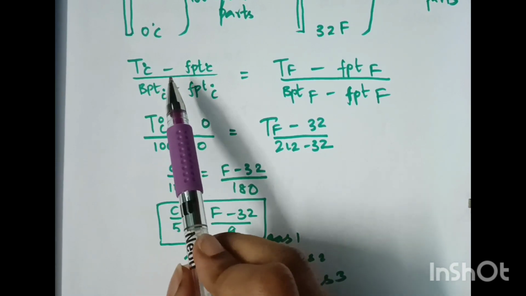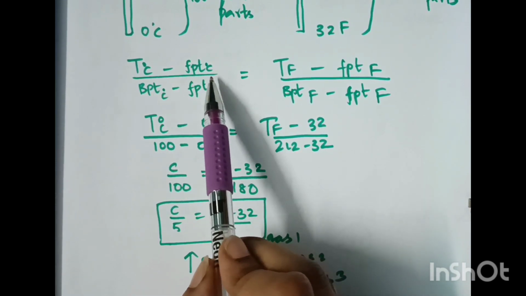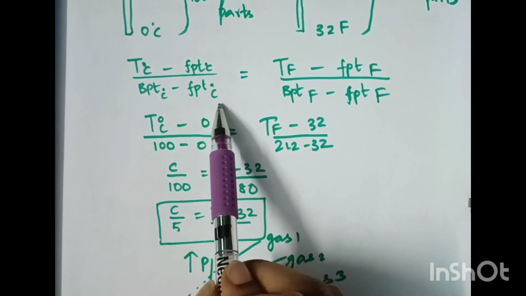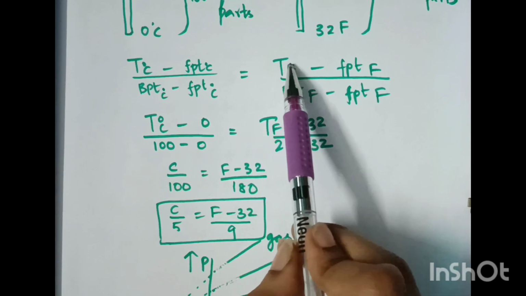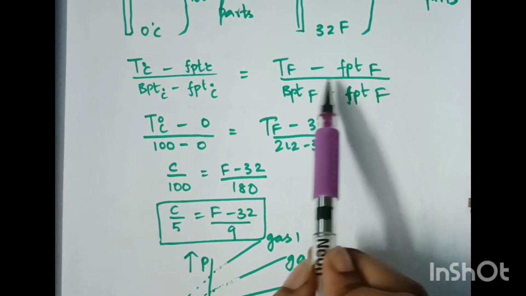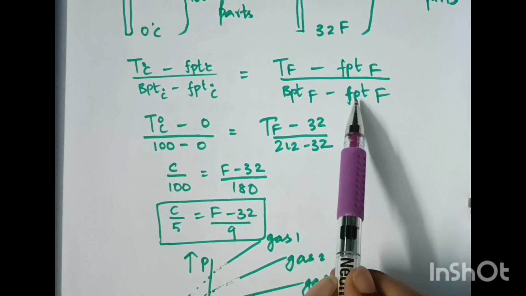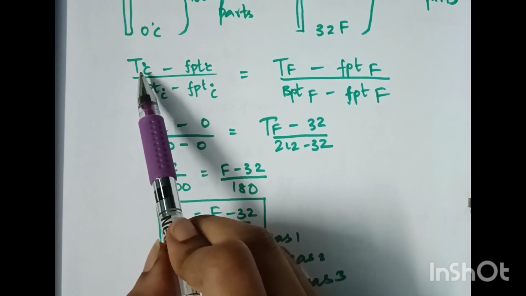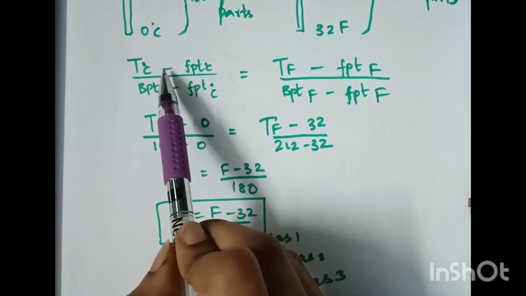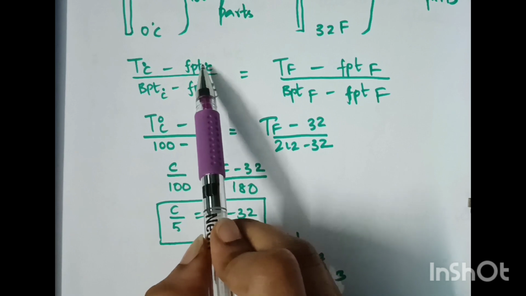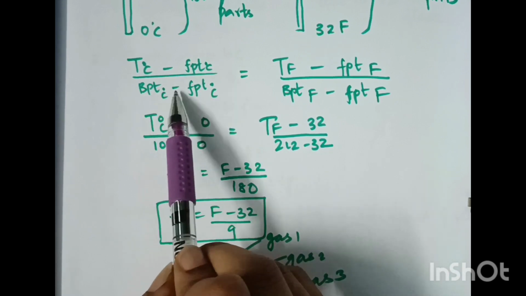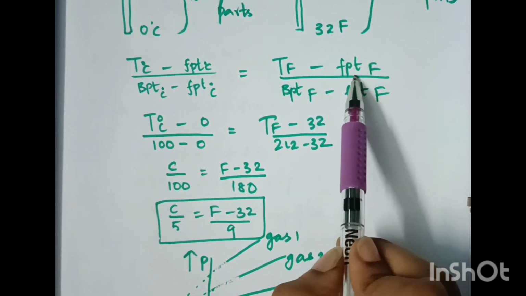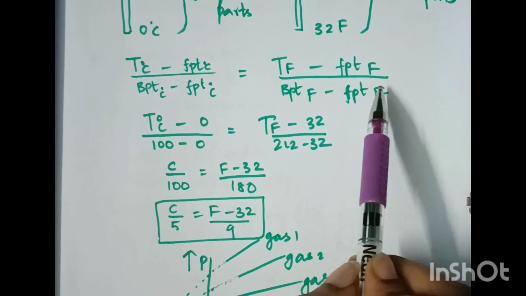Temperature in degree Celsius minus freezing point in degree Celsius, by boiling point in degree Celsius minus freezing point in degree Celsius, that equals temperature in Fahrenheit minus freezing point in Fahrenheit, by boiling point in Fahrenheit minus freezing point in Fahrenheit. So what are we doing here? Here we are taking the temperature in degree Celsius minus the lower point, by the upper point minus the lower point. Here it is temperature in Fahrenheit minus the lower point of Fahrenheit, by upper point minus lower point. That is what is given.